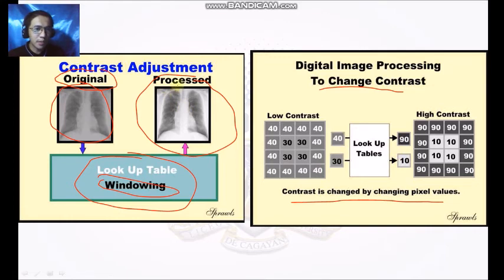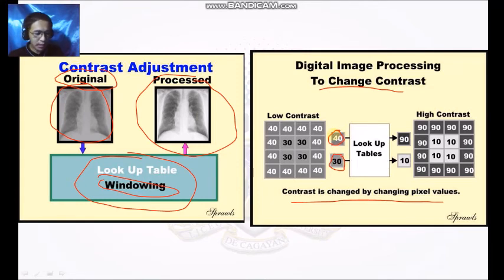Okay, lookup table. Again, these are already incorporated in computed radiography systems and also in digital systems. So the RadTech does not adjust this in the clinical setting. It is already incorporated. For example, you have a pixel value of 40 and then a pixel value of 30. Like for example, this is a chest examination, and you have a value of 40, for example.